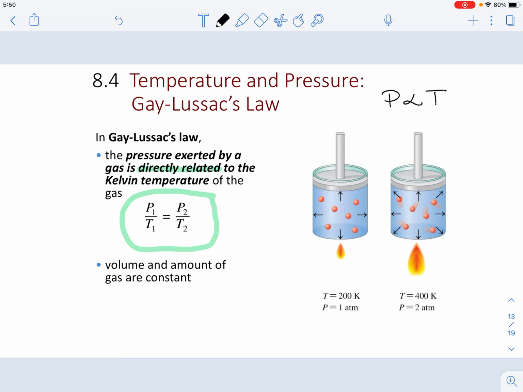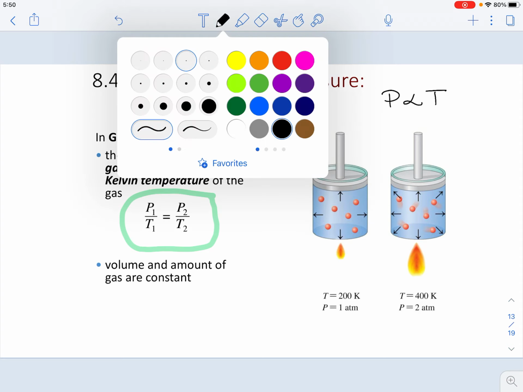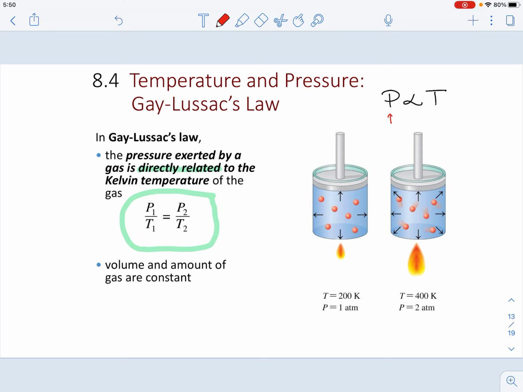So remember that in order for this law to be true, volume and amount of gas must be constant. And what that means is that if pressure goes up, temperature goes up, and vice versa. So these two properties of gases are going to go in the same direction. Now, understand that this also has the statement that the temperature must be in Kelvin. So you must convert the temperature units to Kelvin.